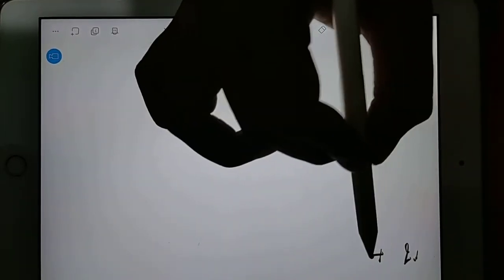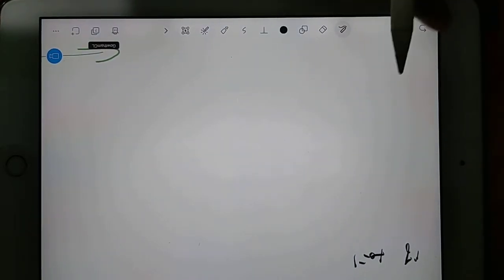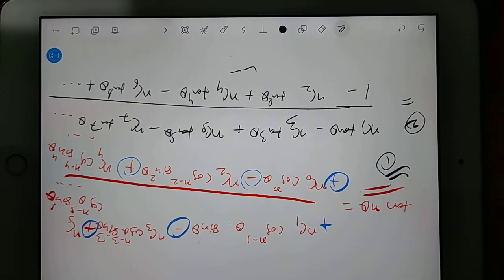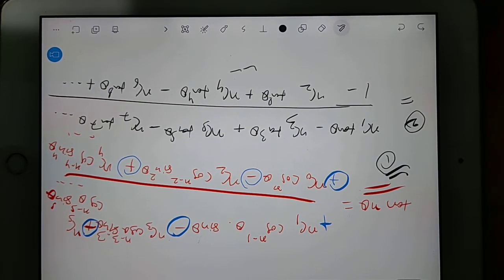Suppose if tan inverse, okay, I am going back, take down.